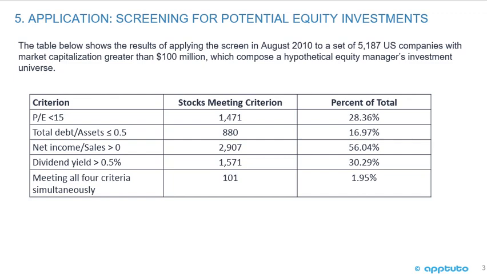And so then we can look at the number of stocks that meet all four criteria simultaneously. That's only 101, which was 1.95% out of the 5,187. So in this case, we looked at four screens, the number of stocks that filter through, and then a filter for the number of stocks meeting all four criteria. We start with an investment universe of 5,187. If these were the four criteria that we wanted for a focused fund, we'd have 101 stocks left to be considered.